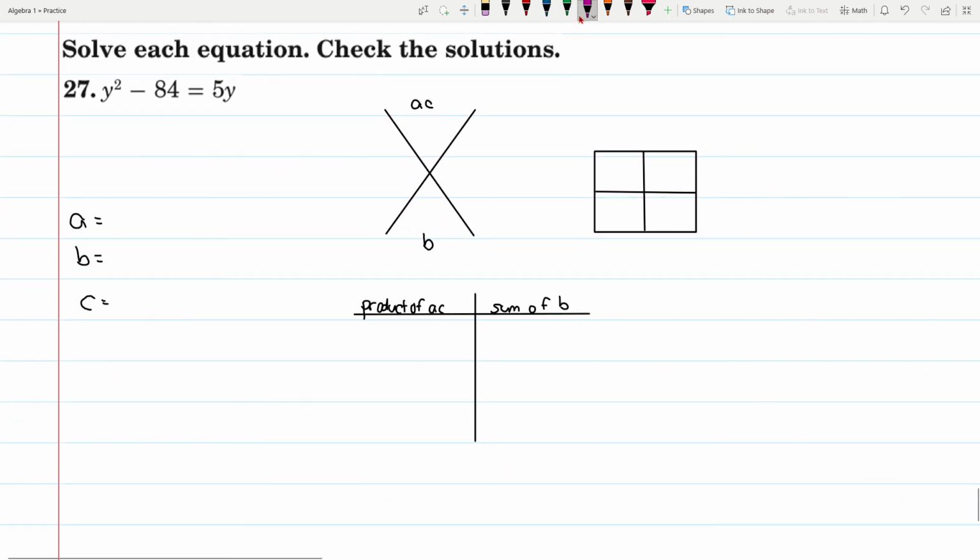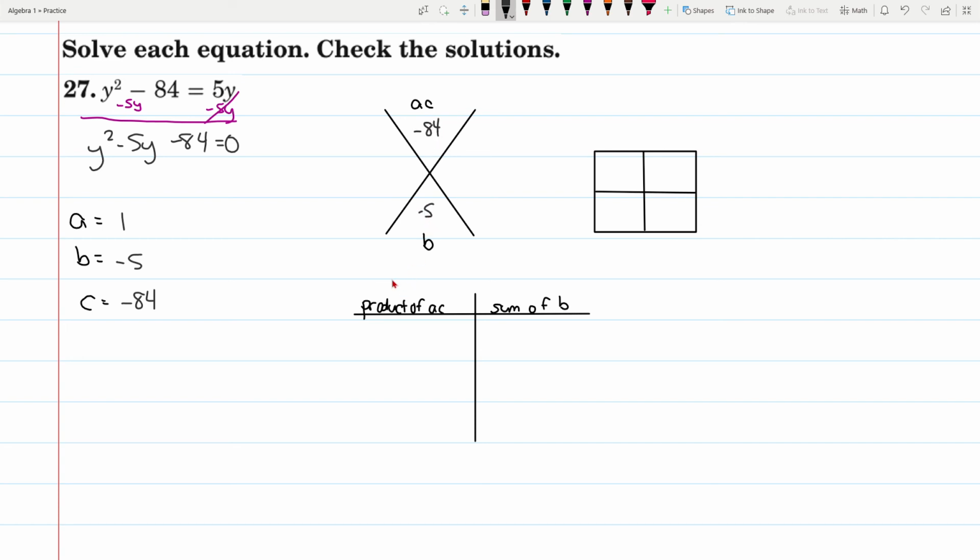Same kind of thing. We need to make sure this equals 0. So we're going to subtract 5y from both sides here. So our equation then is really y squared minus 5y minus 84 equals 0. So our a is 1, our b is negative 5, our c is negative 84. A times c is negative 84, and our b is negative 5.